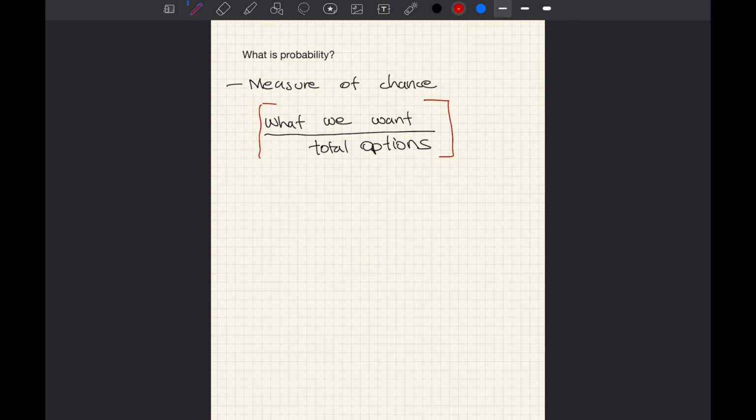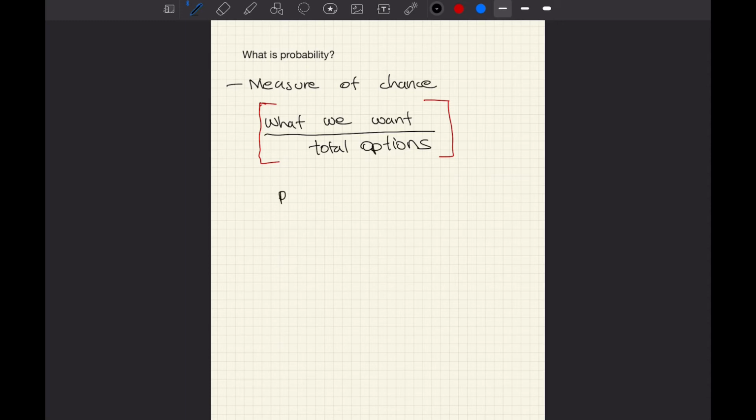So if we want to know the probability of picking a red counter out, if there's 3 red counters and 8 total, the probability is going to be 3, that's the number of red counters, over the total 8. Okay. Now, some basic information.